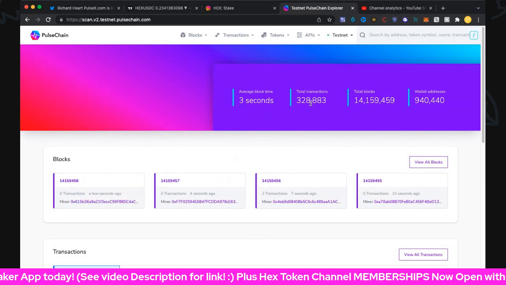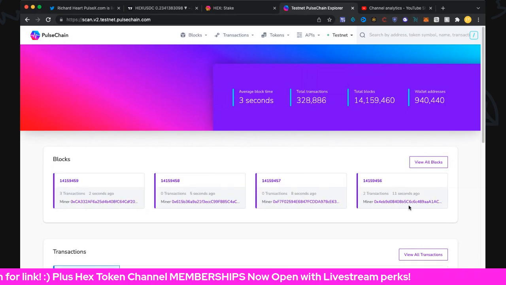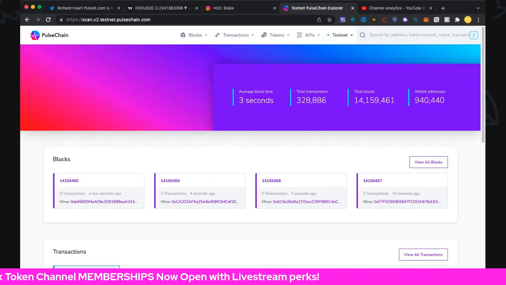3-second blocks, 328,883 transactions is fantastic. Look at all these transactions in here. It's really going off. People must be interacting as I am doing here.